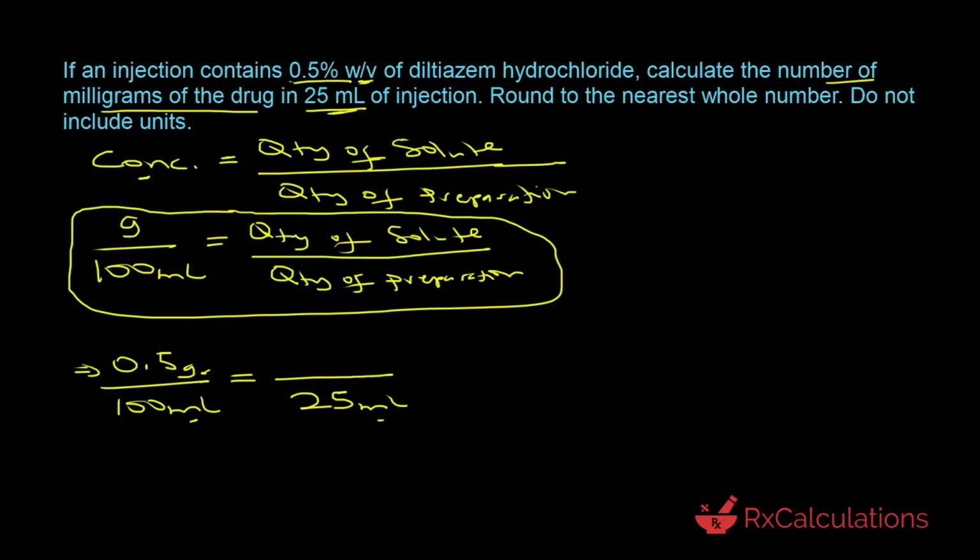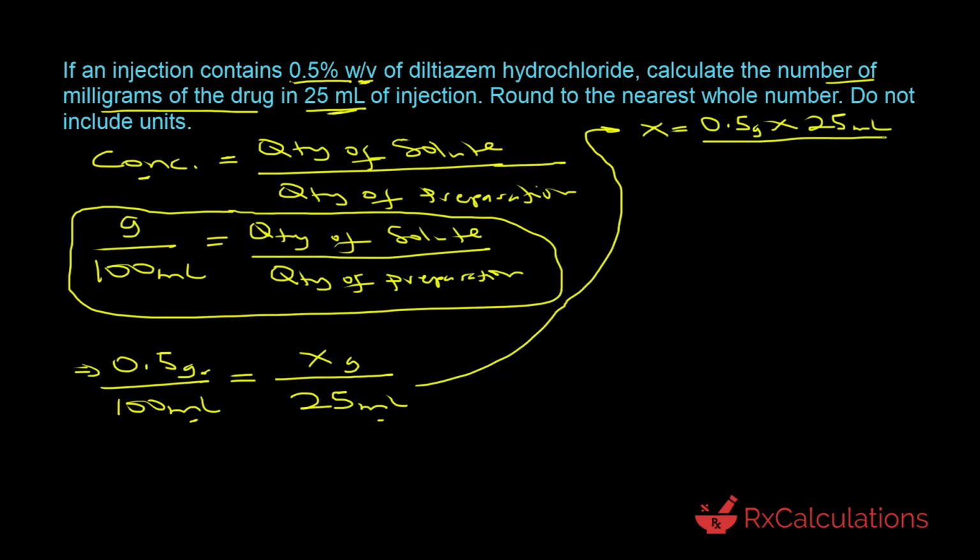So by default, we are looking for the term that goes in the numerator here, so we can go ahead and solve for x. x is going to be equal to 0.5 grams times 25 milliliters divided by 100 milliliters. Now the milliliters cancel out and you end up with 0.125 grams. But we don't stop there, because the question is asking for quantity in milligrams.